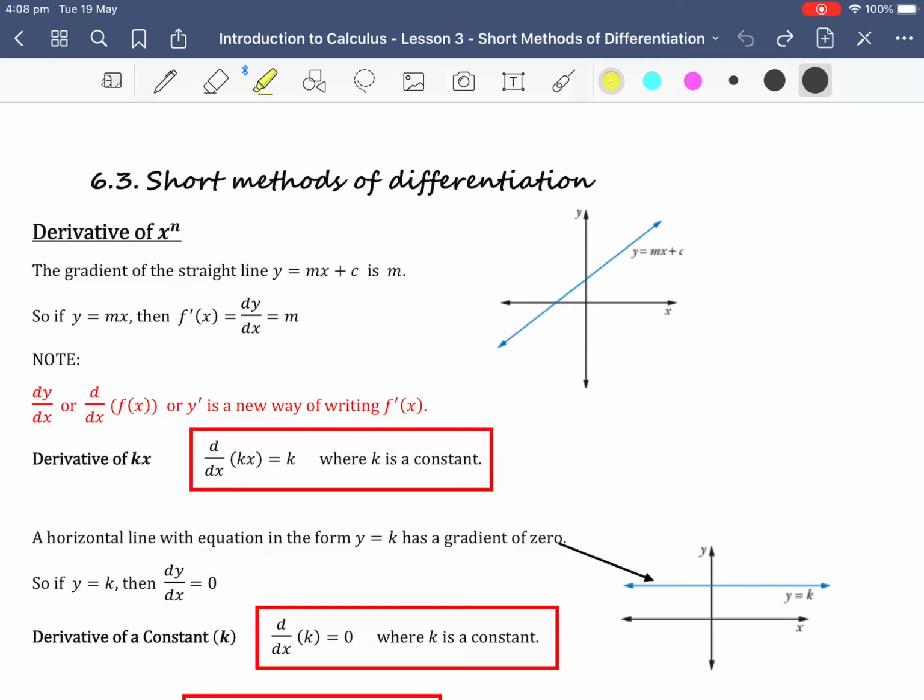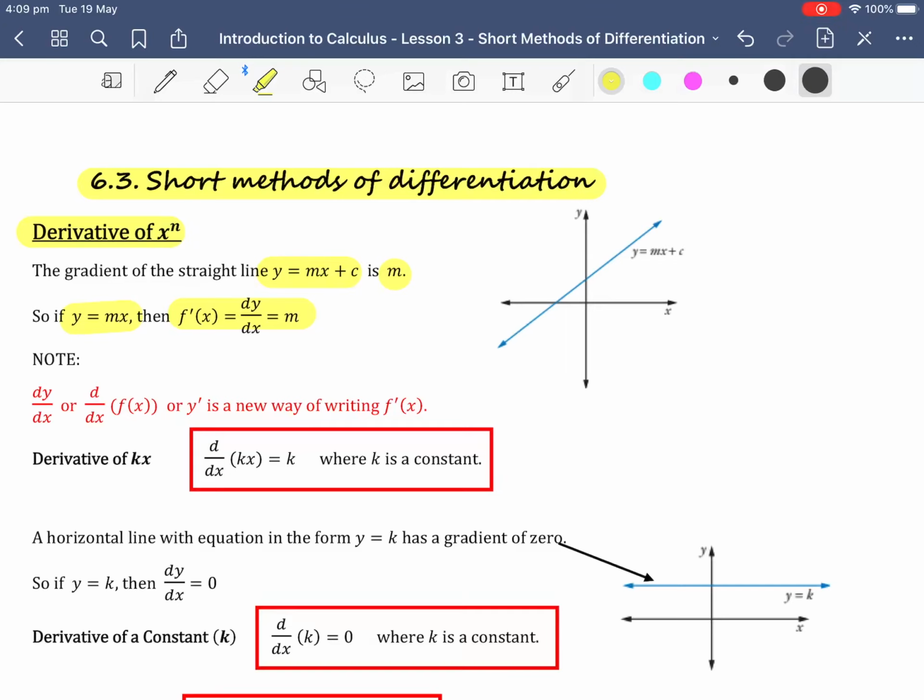Today we're continuing on with the topic of Introduction to Calculus, and we're going to learn about short methods of differentiation. So we're going to talk about the derivative of x to the power of n. The gradient of the straight line y equals mx + c is m. So if y equals mx, then the derivative, or f dash x equals dy on dx, will just equal m.